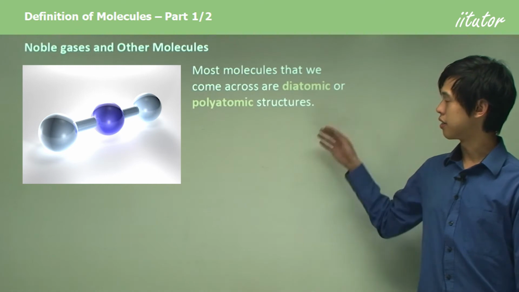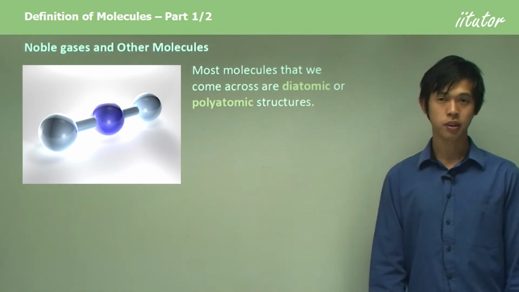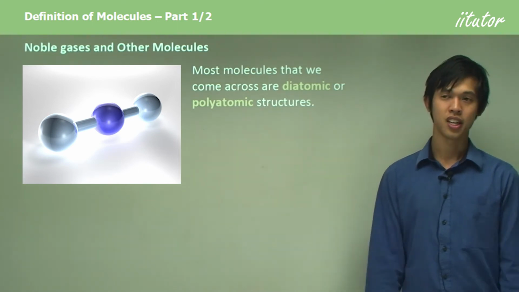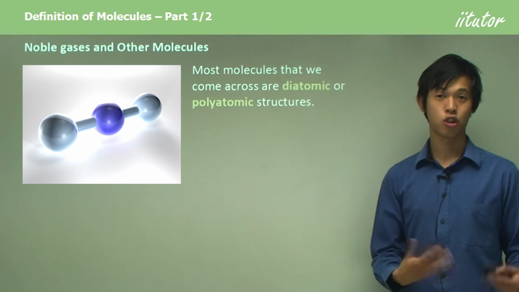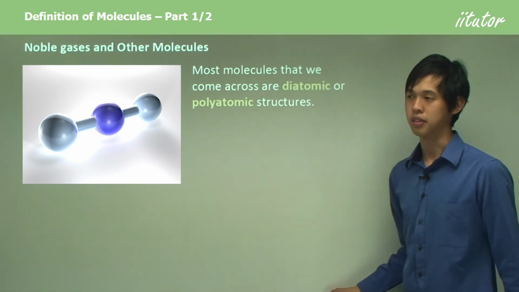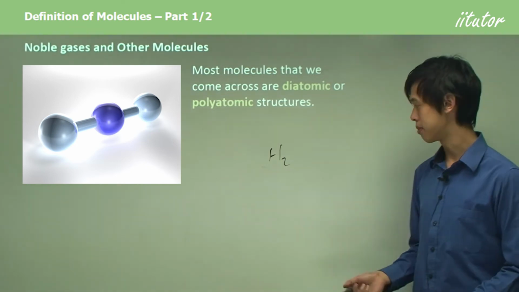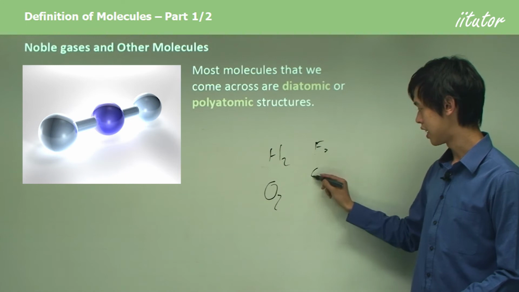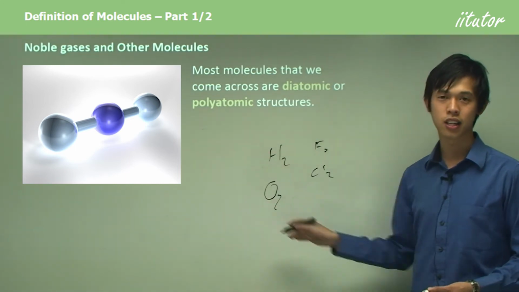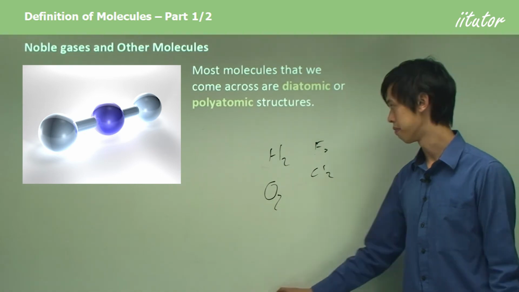So most molecules that we come across are diatomic or polyatomic structures. So diatomic, di meaning two, atomic meaning atom. Diatomic is two atoms. So diatomic molecules, what can we think of like that? H2, that's two atoms in there. O2, F2, Cl2. These are all diatomic molecules because there are two atoms in each molecule.